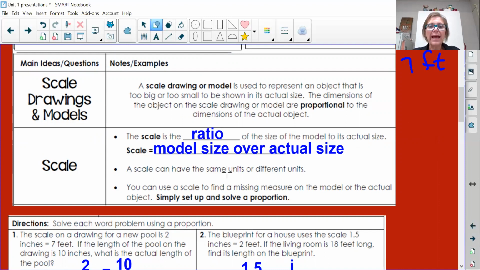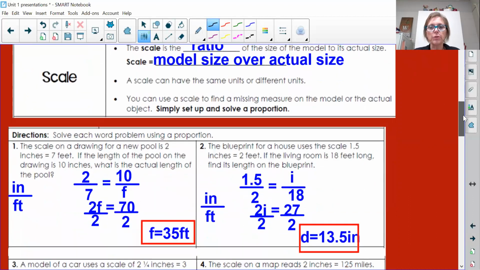A scale can have the same units, like feet over feet, or different, like feet over miles or minutes over seconds. You can use a scale to find a missing measure on the model or the actual object. Simply set up and solve the proportion. Okay, so let's scroll down. Here's an example of what they're trying to get you to do.